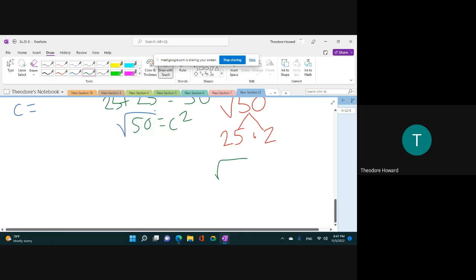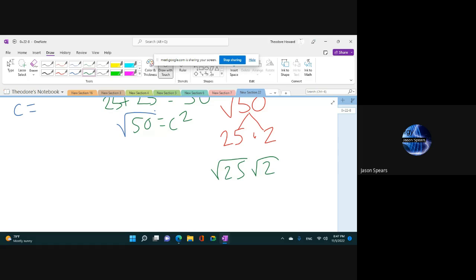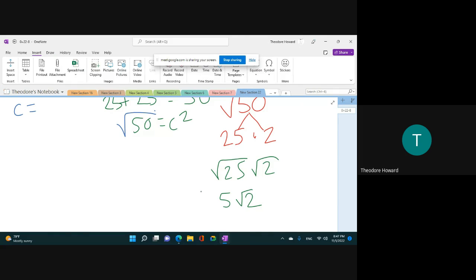So we know the square root of 25. The square root of 25 is what? 5. And do we know the square root of 2? No, we don't. It doesn't have one. So I found the answer for this one. It's going to be right here.